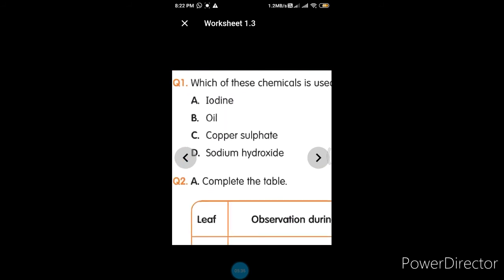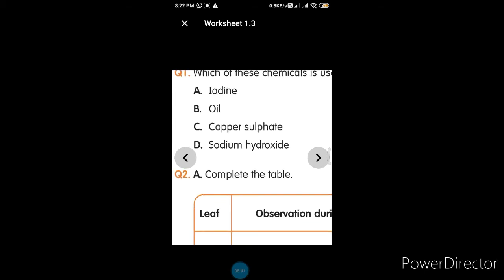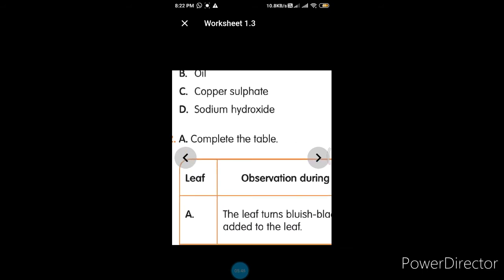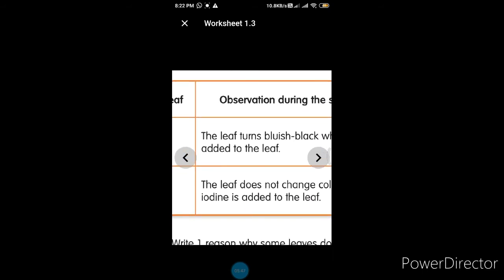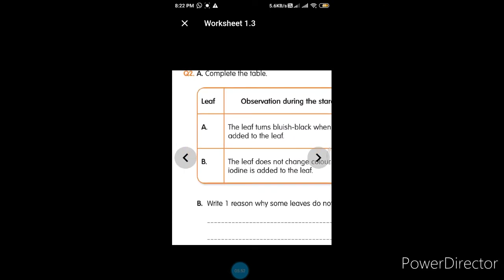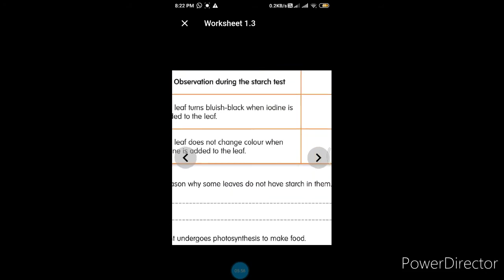Which chemical are you using? Is it iodine, oil, copper sulfate or sodium hydroxide? You know very well we used iodine, right? Now complete the table. Observation during the starch test. Leaf A and leaf B. The leaf turned bluish black when iodine is added.